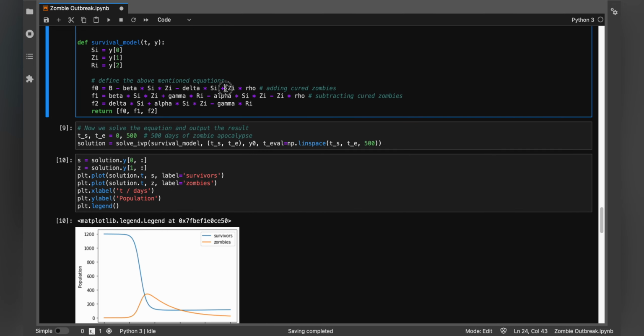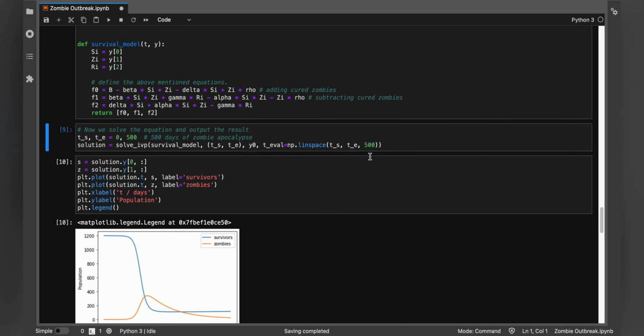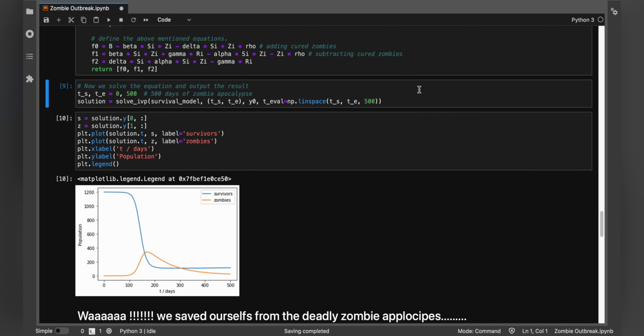Just have a look at this: in the first equation, which signifies the number of people at a particular time, we have added z1 times raw, which is the number of zombies who are getting converted back to the human form, and there we have subtracted the same factor from the zombie population. So now after defining this, we will take a time span again of 500 days and will plot the graph.